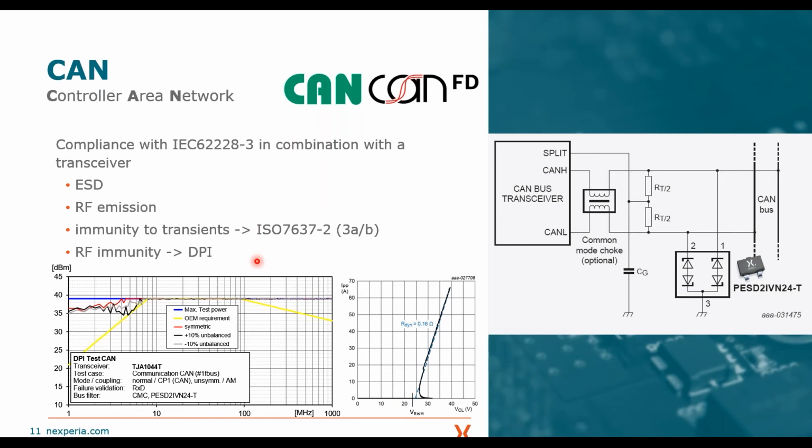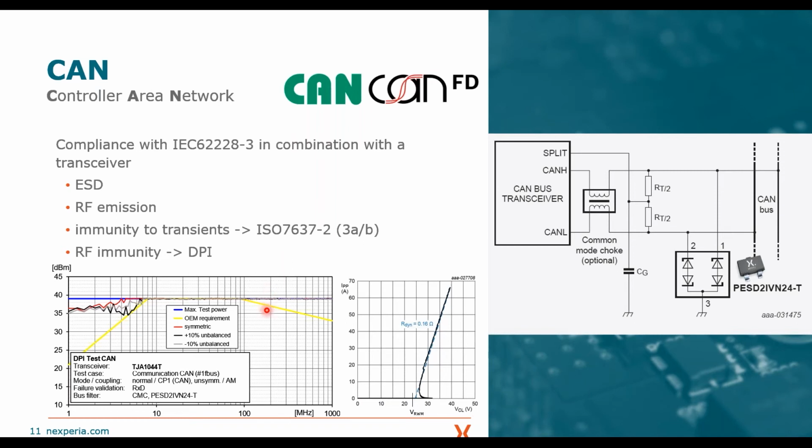differences. But we don't want to go into the detail of each of these, but the first two, ESD, RF emission, and also the immunity to transients, are usually really not a problem for the ESD protection device. And RF immunity, again, can be here and there a problem. But again, if there is some issue, you need to choose a device with a higher triggering voltage.